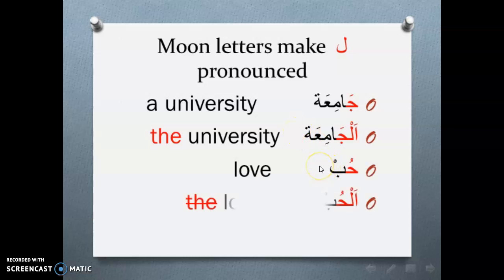Hub, al-hub. Well, you can notice that the translations of both words is love. We cannot say the love in English, we cannot add the to abstract nouns in English, but we can add al, the definite article, in the Arabic language to abstract nouns. This is okay, but we cannot do this in English. So both of them are love in English.